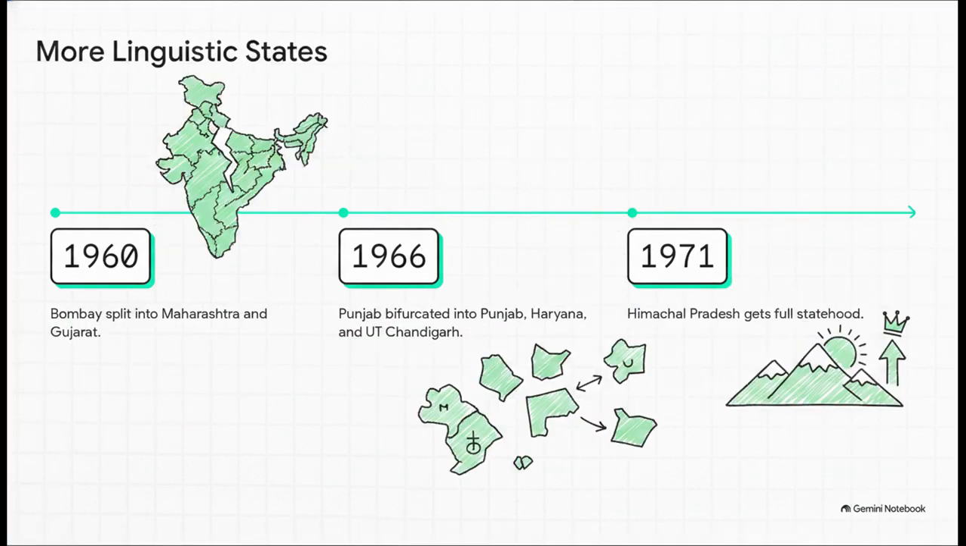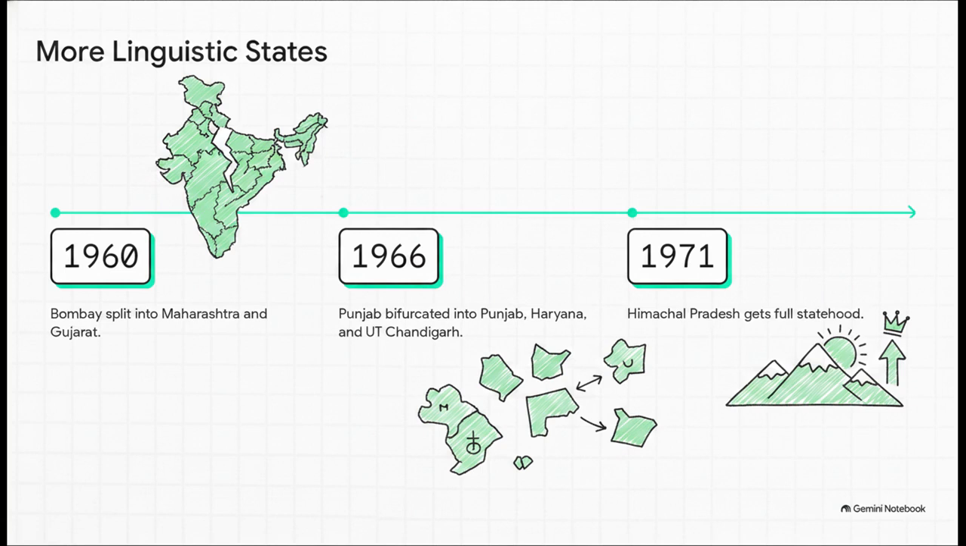And the momentum certainly didn't stop in 56. Popular agitations continued to fracture these large bilingual regions. By 1960, the massive state of Bombay was split into Marathi-speaking Maharashtra and Gujarati-speaking Gujarat.